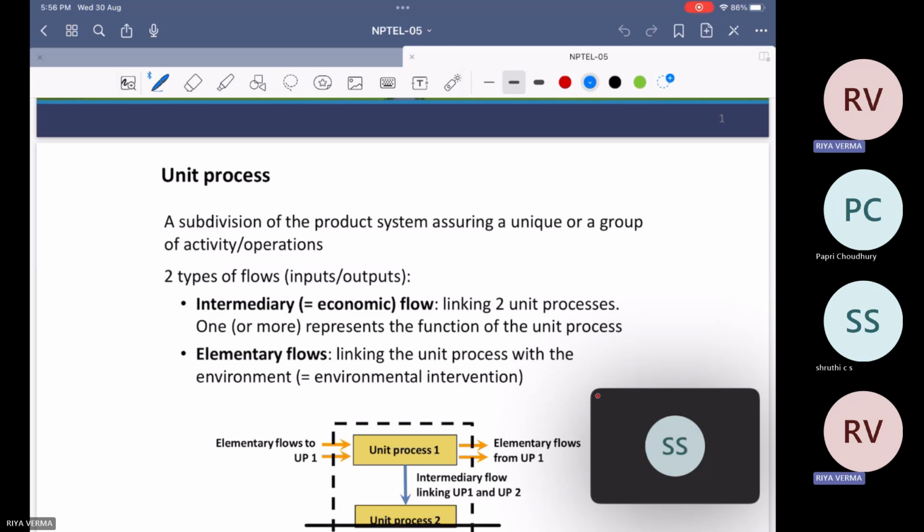Okay, so shall we start the class? Shruti CS, Tapri Chaudhary. I think I can start the class.